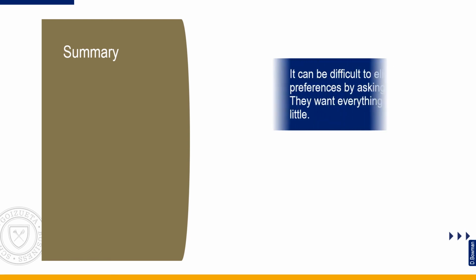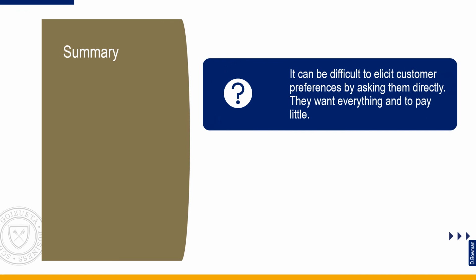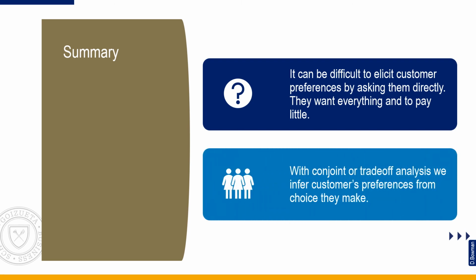In summary, asking customers directly about their preferences often leads to unenlightening answers. They want everything and to pay very little. Conjoint analysis is a method to elicit customer preferences inferentially by having them make choices of hypothetical products.